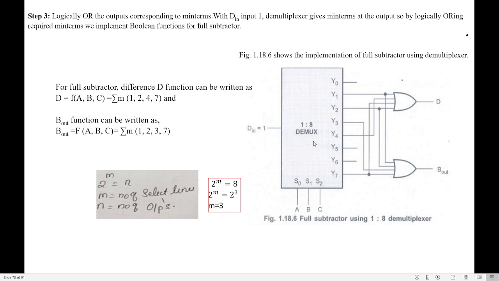Okay. So you know what a demultiplexer is. The job of a demultiplexer is to forward the input to any one of the outputs. If I say 1 to 8, depending upon the selection lines, it will forward the input to one of the 8 outputs. But now let us see how to design a full subtractor using a demultiplexer. I have drawn a demultiplexer circuit. My input is always 1. I need to make my input Din as 1. A, B, C are my inputs, which are connected to the selection lines.